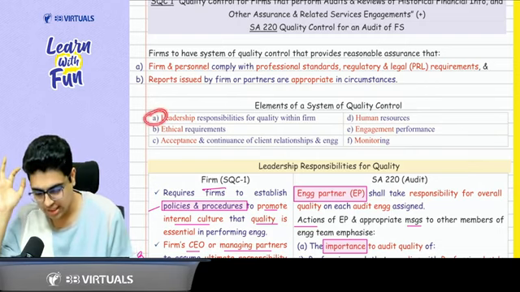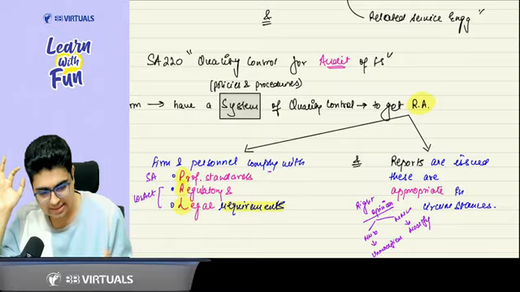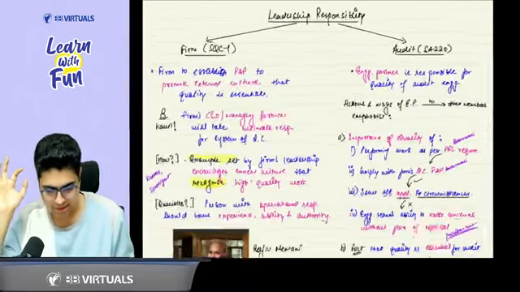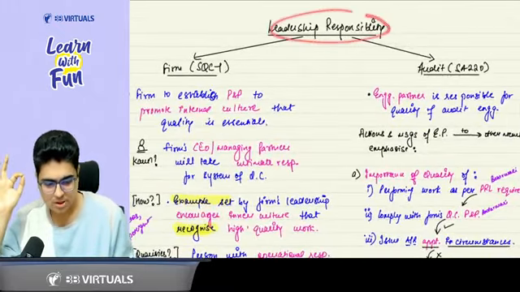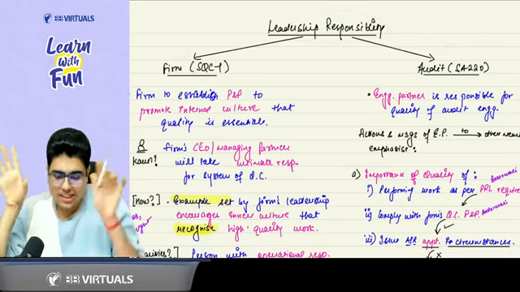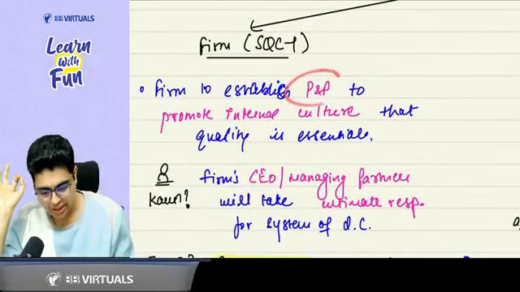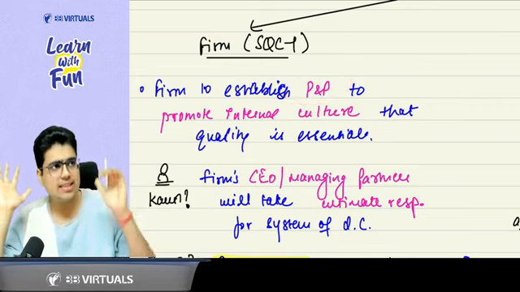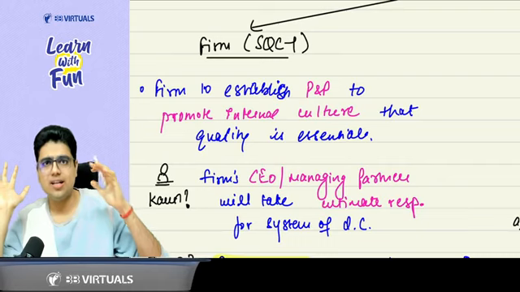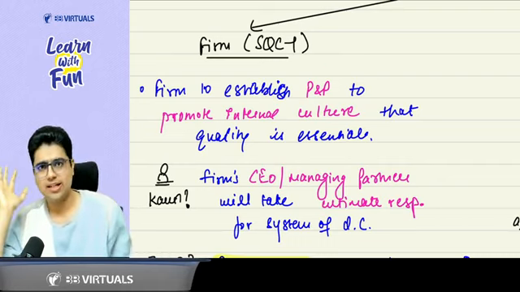Let's first focus on leadership responsibility for quality within the firm. In case of leadership responsibility, we again talk about two levels: firm level and audit level. When I say firm level, which standard? SQC-1. Very good. It says you need to establish policies and procedures. In this standard, whatever you want to get done, just establish a policy for that.